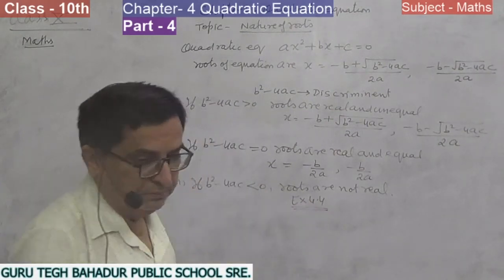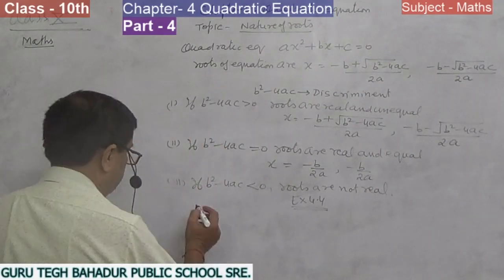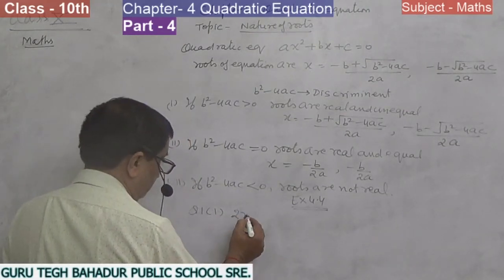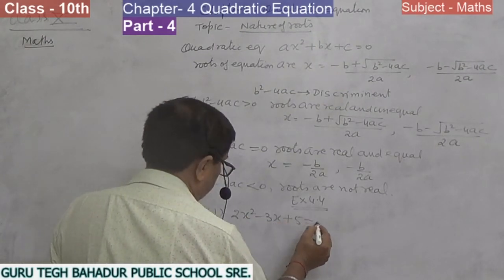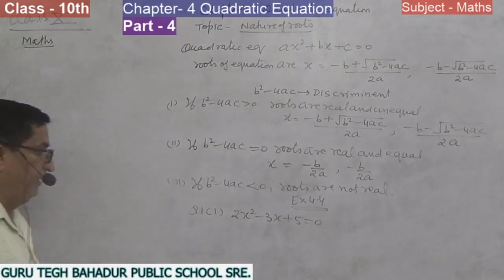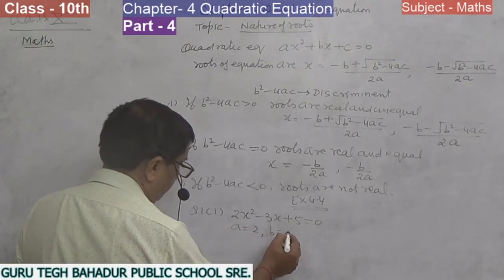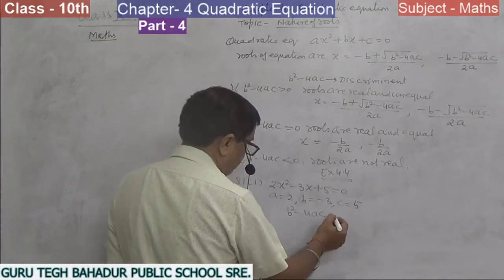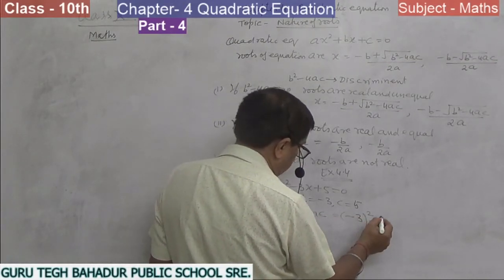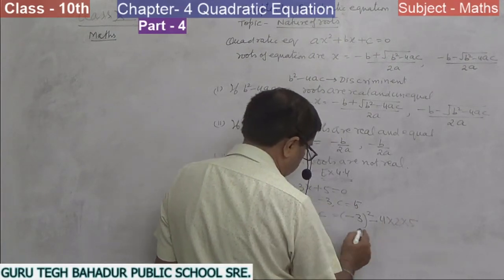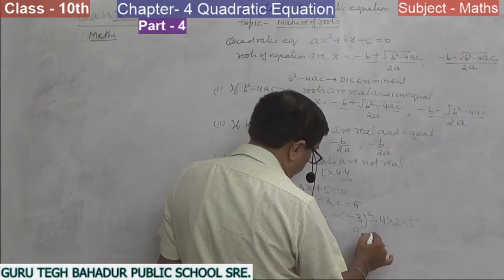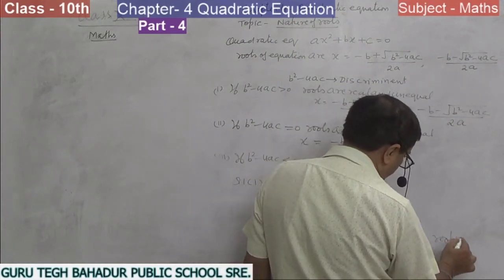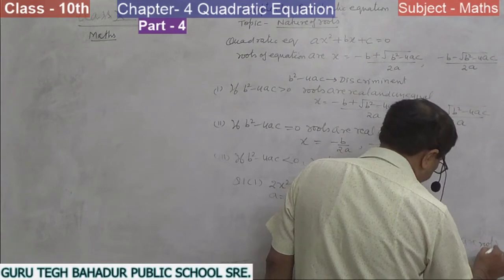See the question number first, first part, 2x square minus 3x plus 5 is equal to 0. a is equal to 2, b is equal to minus 3, c is equal to 5. b square minus 4ac is equal to minus 3 square minus 4 into 2 into 5. 9 minus 40, that is minus 31, less than 0. So roots are not real.